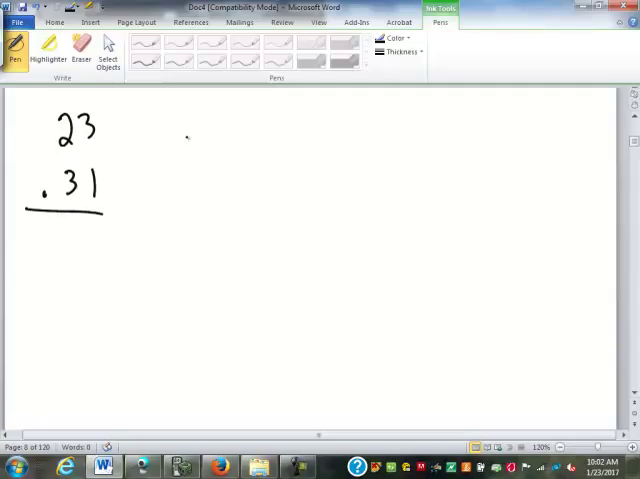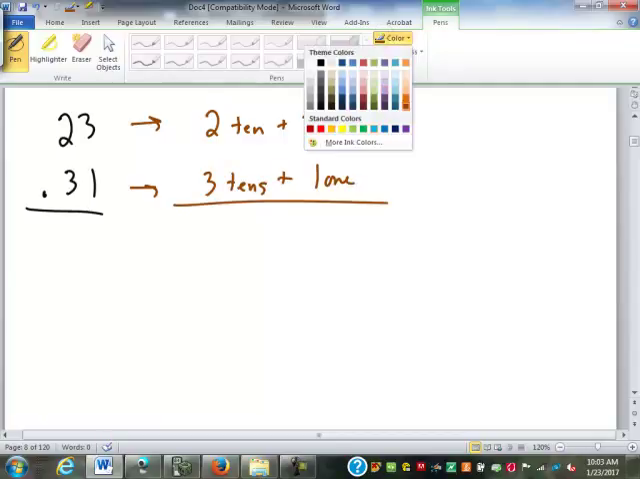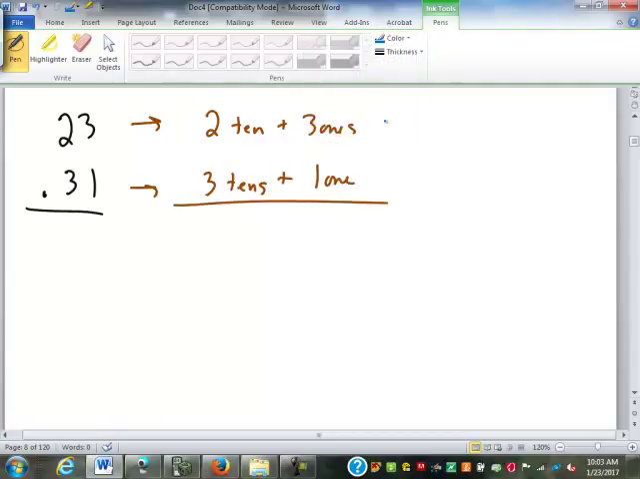Let's do this. 23 times 31. I am going to write these out in their full form, in their expanded form. This is 2 tens and 3 ones. This is 3 tens and 1 one. When we multiply, do we have to have the same name? No, we don't.